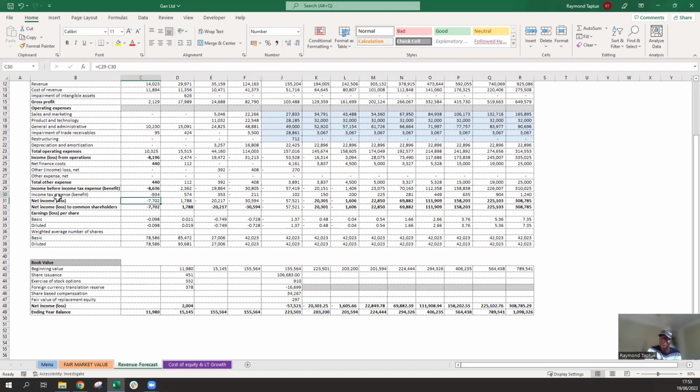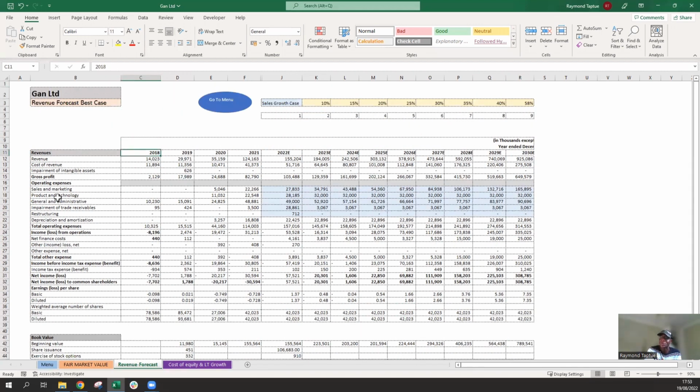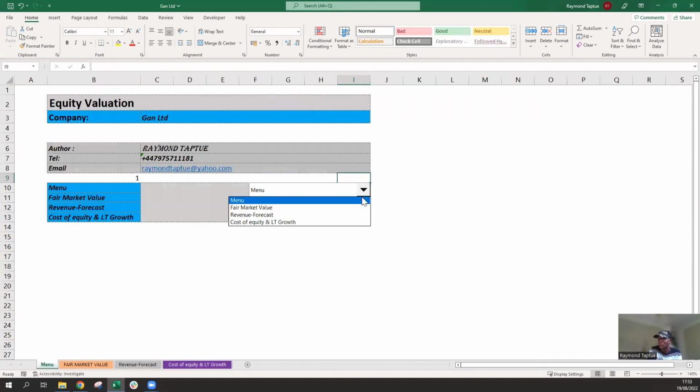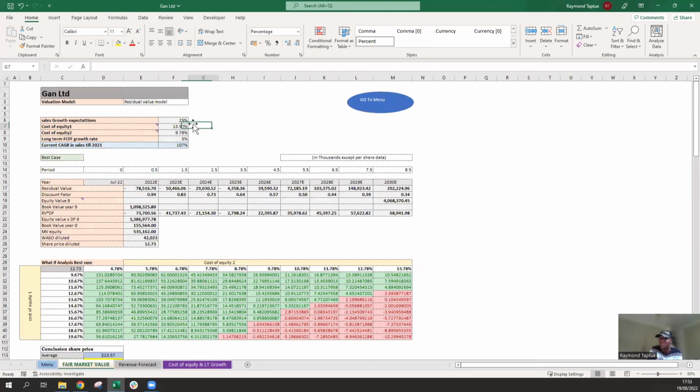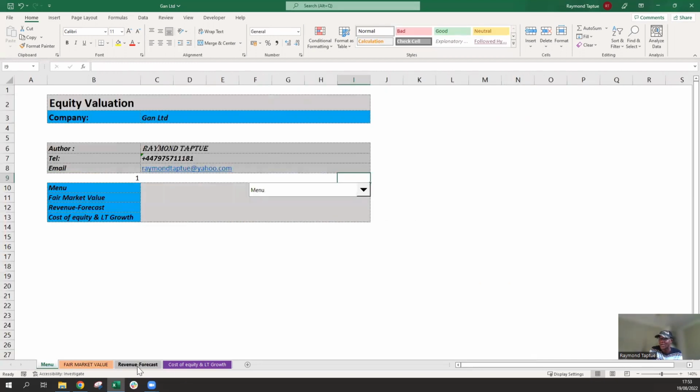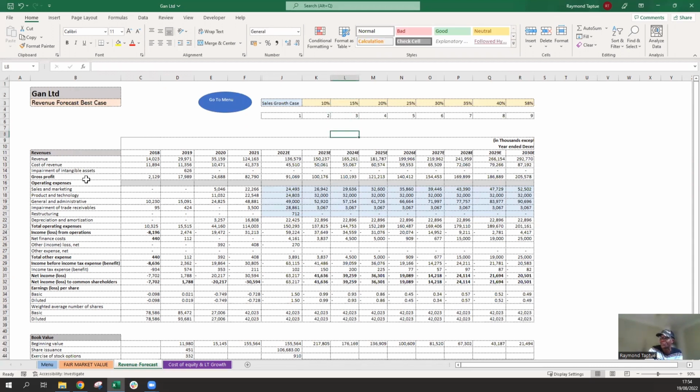It is important to stress that the revenue, the first line of the income statement, will be a function of the growth rate in revenue that we have chosen. We have multiple rates, from 10% to about 58%. If I go back to the model, go to fair value and change, for instance, the revenue growth rate to, let's say, 10%, this is what we are going to get in terms of revenue from 2022 to about 2030.